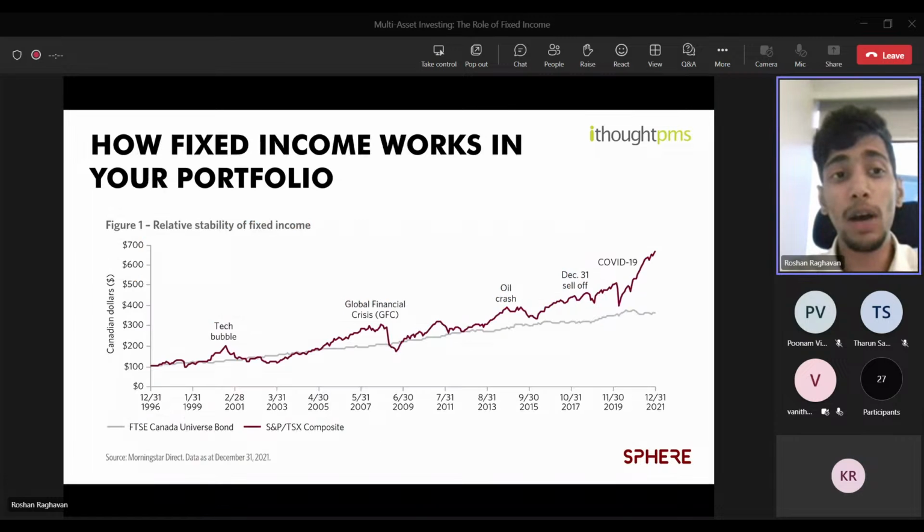So this will give you a better idea of how fixed income works in your portfolio. This chart shows the performance of equities and fixed income in Canada during various periods. This is not completely relevant to us here, but it's a good slide to show you how asset classes behave, right? And so if you see, this really illustrates the point during various cycles where an allocation to fixed income could have benefited the portfolio, right?